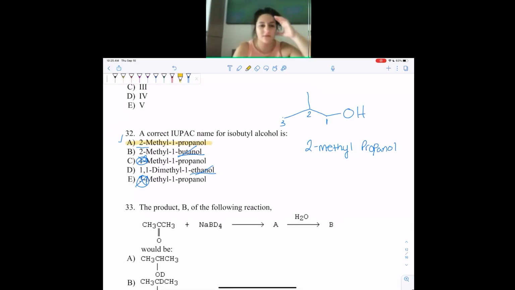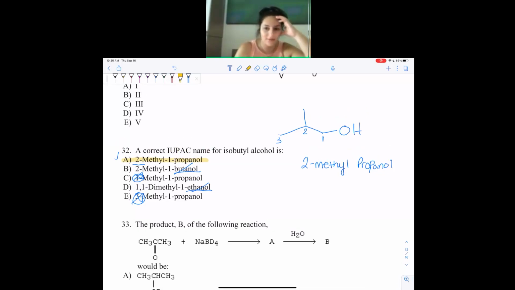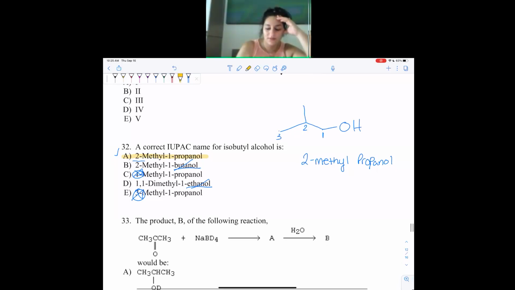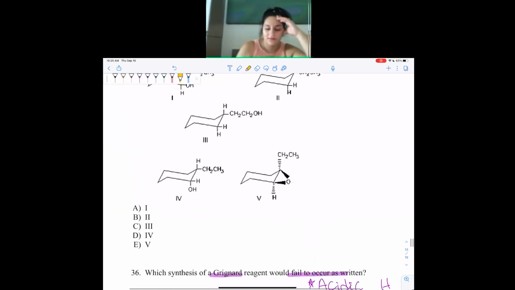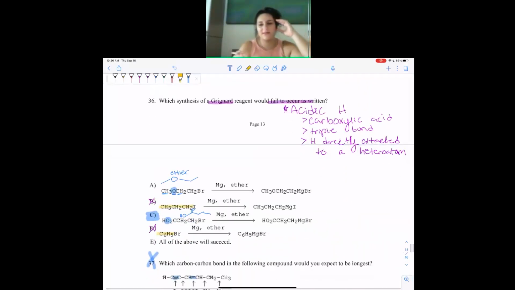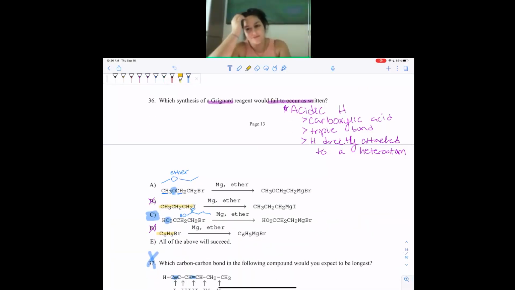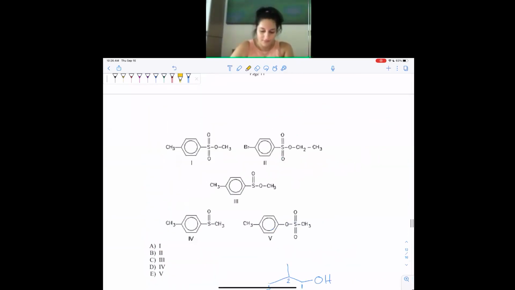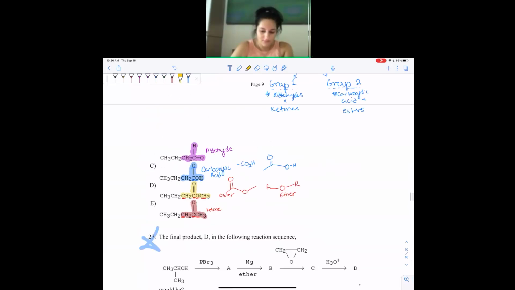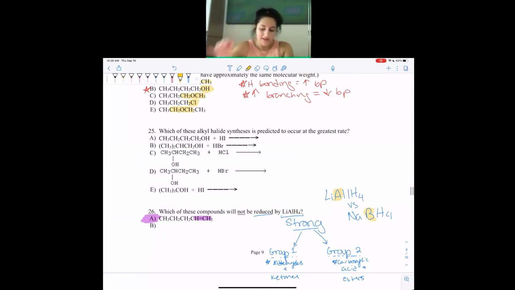Scroll up to what really quick? I can go, just let me know where. 36. Oh, yes. I got you. When I said don't worry about 23, we just did 32, so let's look at 25. Okay.